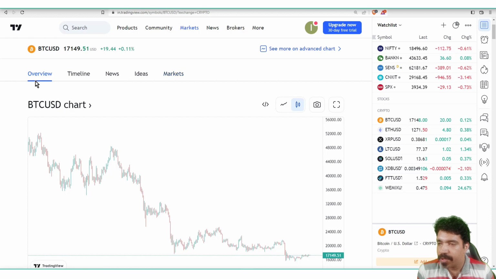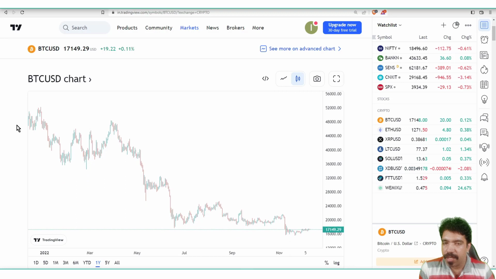So in the overview section, first of all we can see the BTC and USDT chart. This is a one-day chart and this is a candlestick chart. The current price as of 11th December 22 is $17,149 in terms of USDT. That means if I want to buy one Bitcoin, then I need to pay $17,149 so that I can receive one Bitcoin using an exchange.